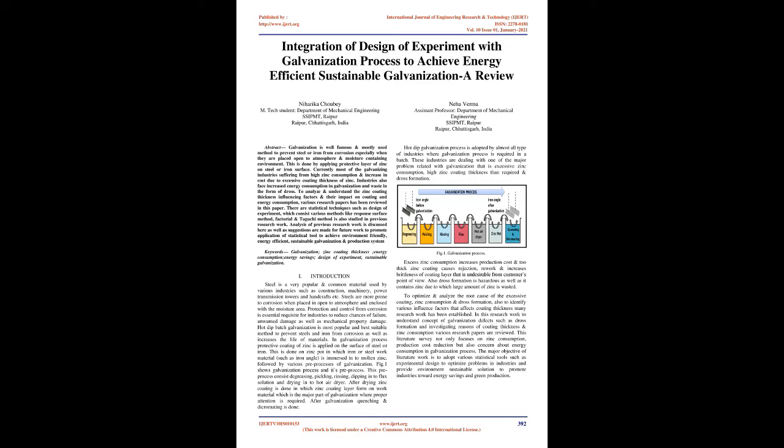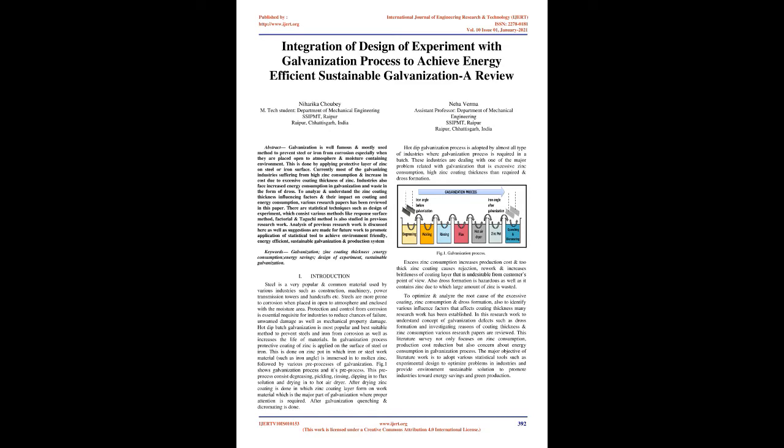Currently most galvanizing industries suffer from high zinc consumption and increased cost due to excessive coating thickness of zinc. Industries also face increased energy consumption in galvanization and waste in the form of dross. To analyze and understand the factors influencing zinc coating thickness and their impact on coating and energy consumption, various research papers have been reviewed in this paper.